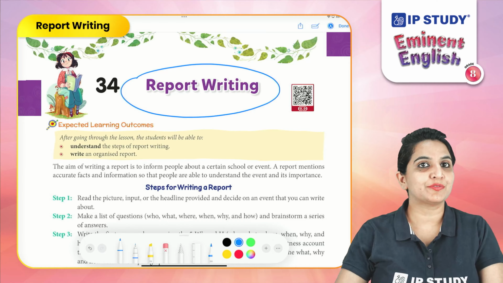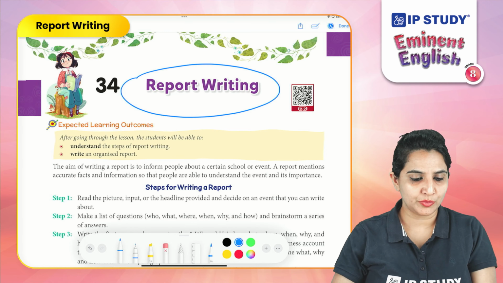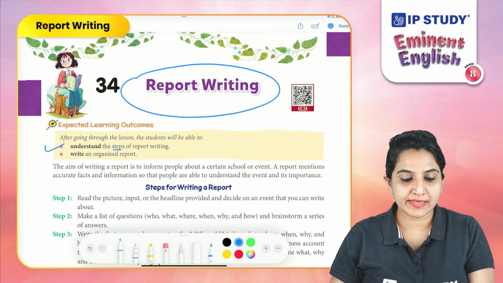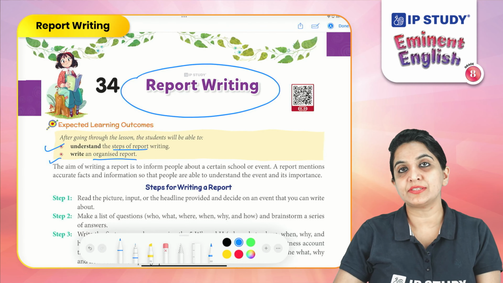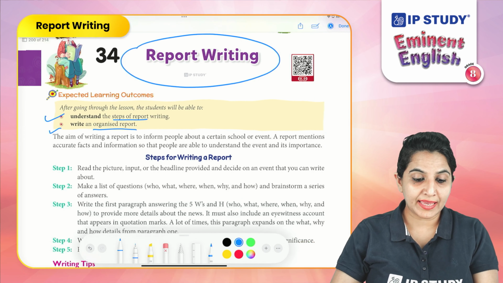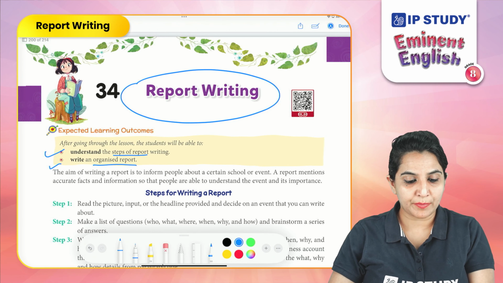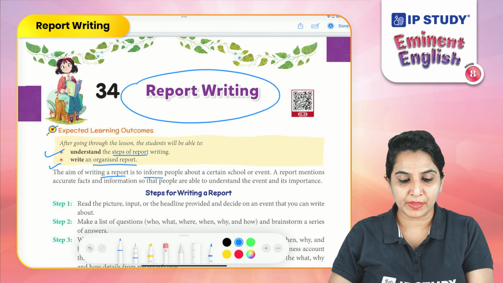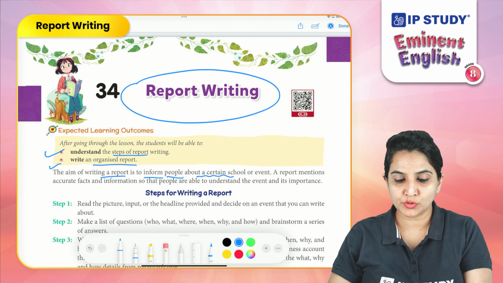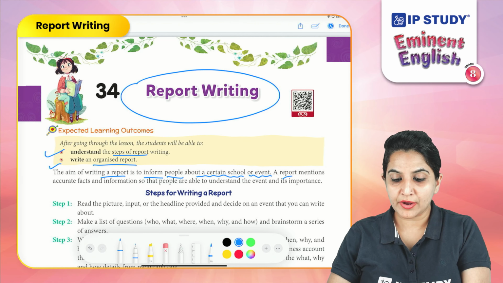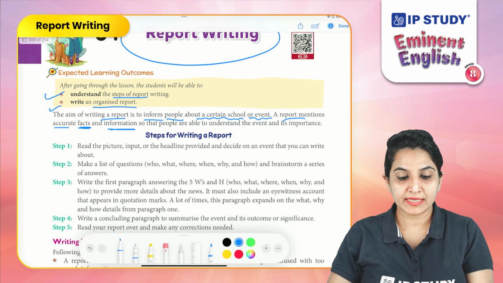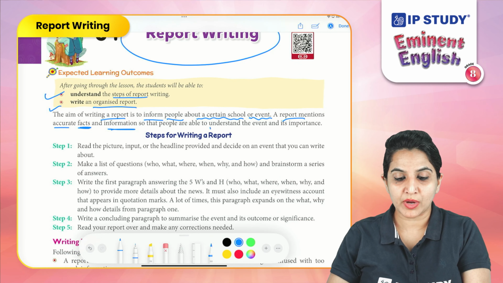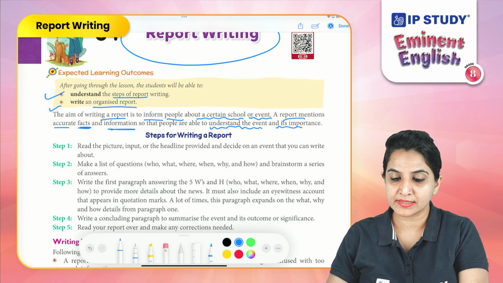Well, before the end of this lesson, you will be able to understand the steps of report writing and write an organized report. The aim of writing a report is to inform people about a certain school or event. A report mentions accurate facts and information so that people are able to understand the event and its importance.